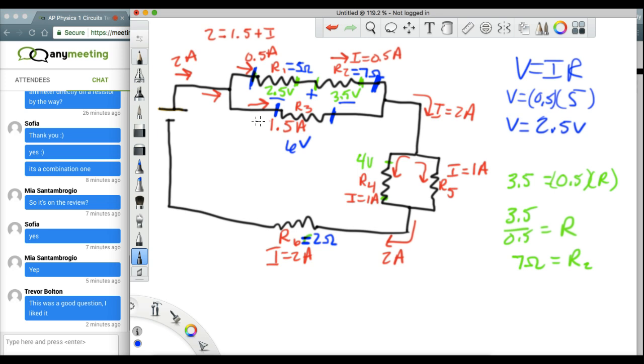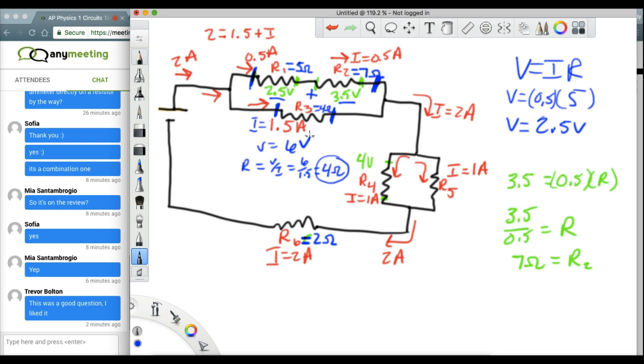Aha! Now we have current for R3 and we have voltage for R3. So guess what we can find? Resistance. And resistance is just going to be the voltage divided by the current. So that's going to be 6 divided by 1.5. And for R3, 6 divided by 1.5 comes out to be 4 ohms. So R3 equals 4 ohms.